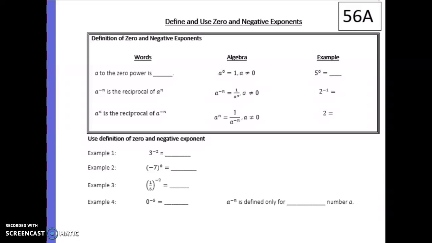Hey guys, today we're going to continue learning some rules of exponents. So the notes for 5.6A, we start out with talking about the definition of zero and negative exponents.